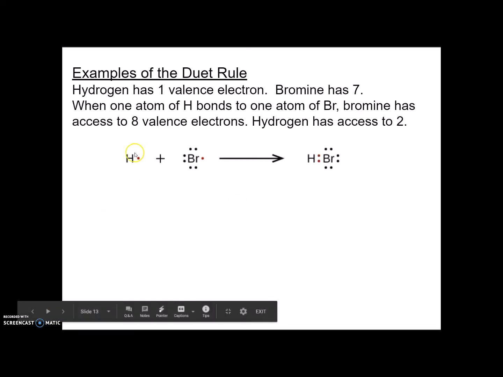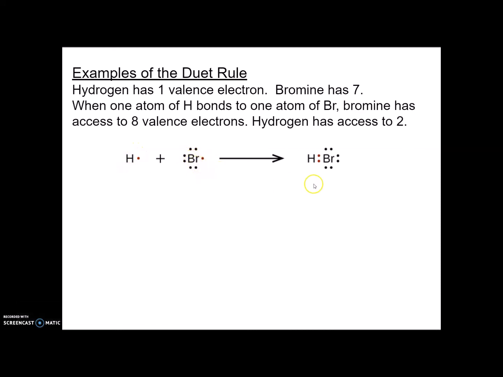Take a look. Here's neutral hydrogen. Here's neutral bromine. When they form a bond, they each share 1 of their electrons. The hydrogen, after sharing, has access to 2 valence electrons and is stable or happy. Bromine now has access to 8 valence electrons and is also stable or happy. How about another one?